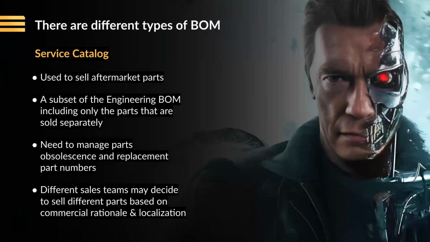Then you have a second kind, which is more of a service catalog. Now, this is a subset of the engineering bill of materials in some ways, and its primary purpose is to sell aftermarket parts. So it's used either internally by the order desk or the service team, and sometimes even by the customers themselves, in order to be able to transact parts, right?